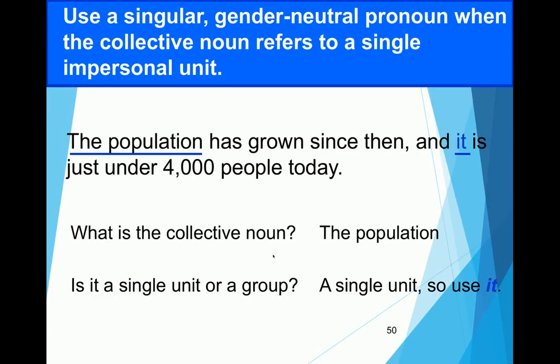Use a singular, gender-neutral pronoun when the collective noun refers to a single impersonal unit. The population has grown since then, and it is just under 4,000 people today. So what is the collective noun? The population. Is it a single unit or a group? A single unit, so use it.